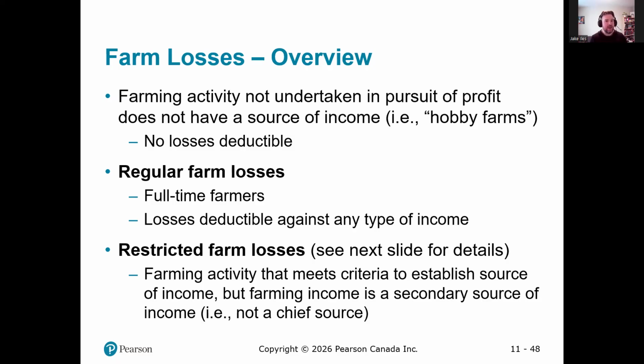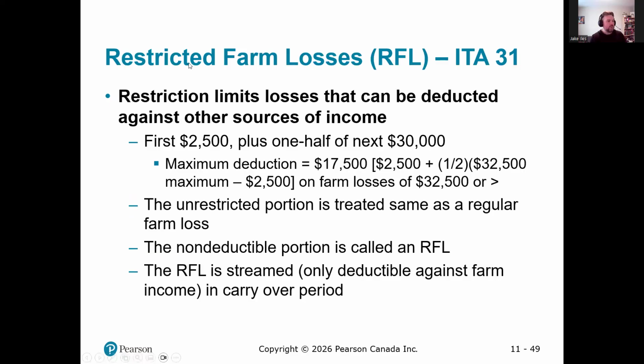And part-time farms, not a chief source of income, have restrictions on how much of their losses can be applied to the income. So restricted farm losses restriction limits losses that can be deducted against other sources of income. If you have a part-time farm, the first $2,500 of your farm loss can be deducted against any type of income. After that $2,500, you can only deduct half of the next $30,000. So the next $30,000, half of that would be an additional $15,000.